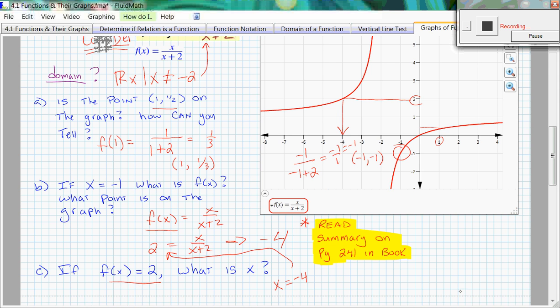Okay. Anyway, at the very end here, there is a really good summary on page 241 in the book, so make sure that you read that.